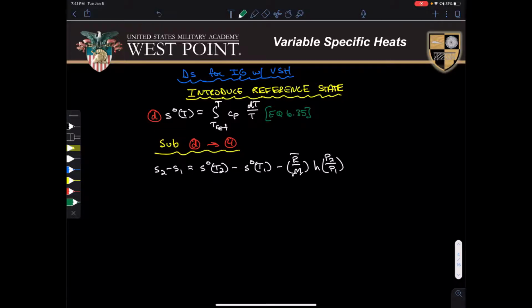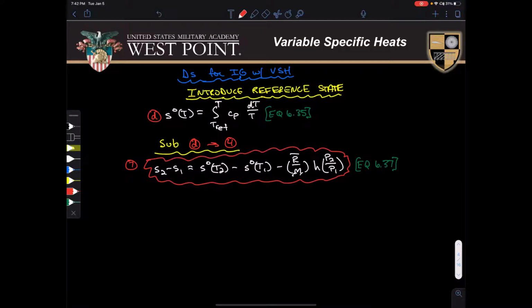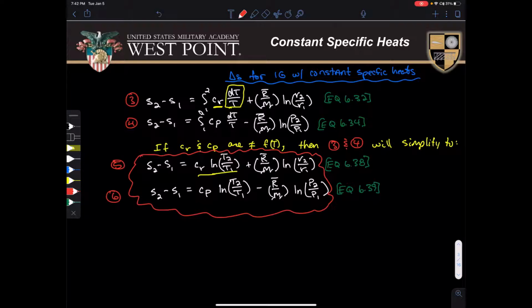And this is equation, again, 6.37 in your text. And for our reference here, calling that equation 7. And it's getting the red cloud of importance. So again, we introduced this reference state, s° at temperature T, to allow us to simplify this integral here. I'm going to underline it in blue. This first integral on the right-hand side of equation 6.34.